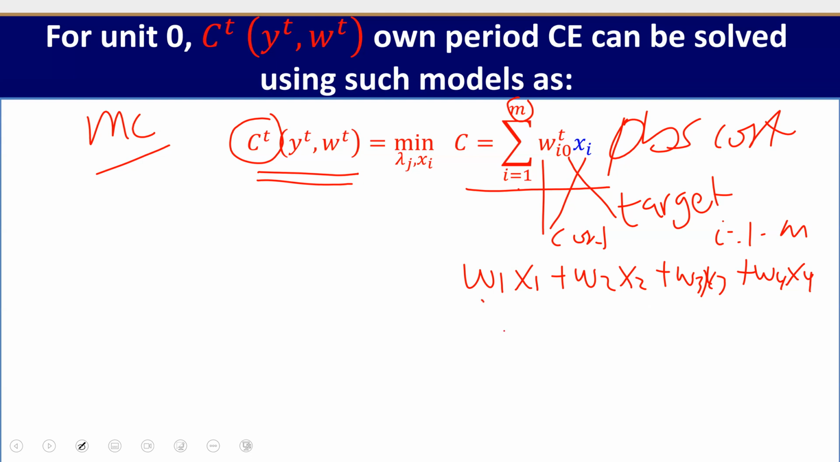Remember, we know a value for this, we also know a value for that, and so on. So we know the values. It's just multiplying and summing.